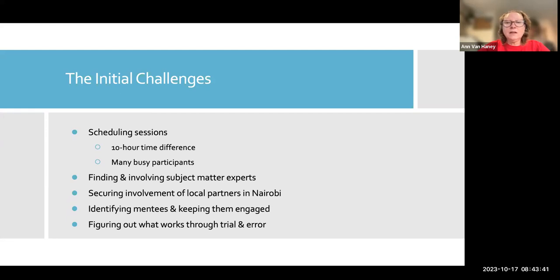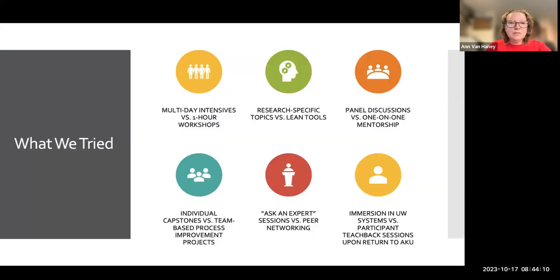Keeping mentees and participants engaged was a bit of a challenge because everyone is busy, and getting their supervisors to agree that taking 2 hours here or 2 hours there to do these activities was a good use of their time, especially for an ongoing thing, was a challenge. And we also needed to figure out what worked, just basically through trial and error. When what we planned didn't work, we would try something else. So I'm going to go on to Ellen, so Ellen can talk about what we tried.